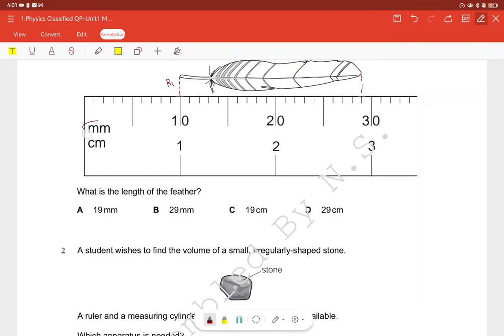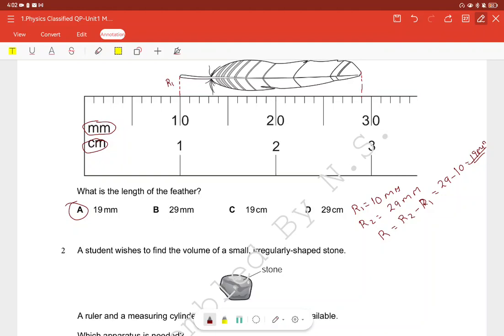This on top is given in millimeter, and at the bottom it's given in centimeter. All right, reading 1 is 10 millimeter. That's reading 1. Reading 2 is 29 millimeter. The actual reading is reading 2 minus reading 1, which is equal to 29 minus 10, and that's equal to 19 millimeter, right? So the length of the feather is 19 millimeter, which is number A.